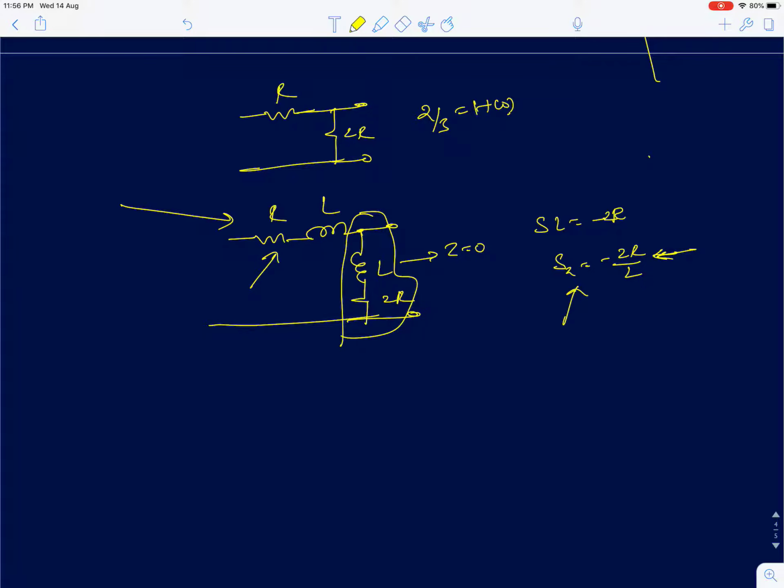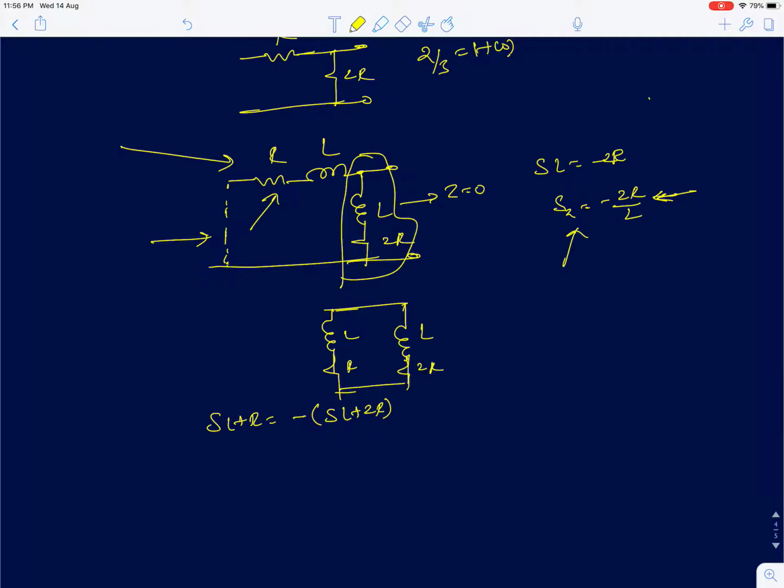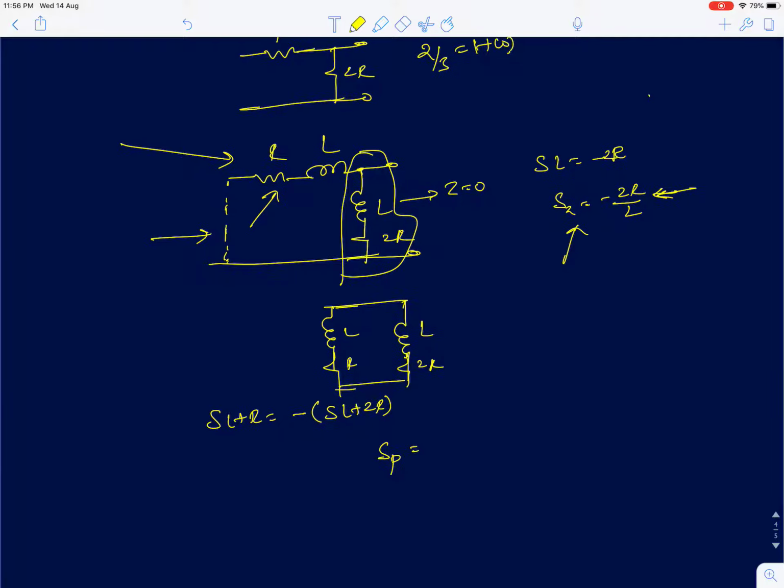Now to find the pole, since we know it's a first order circuit, I can short circuit this input and then find the effective total inductance and find the resistance seen by the total inductance. Or the mathematical definition we discussed in one of the previous lectures is to just equate the two impedances with negative signs. So SL plus R must be equal to minus of SL plus 2R. From this we can very easily show that the pole is going to be minus 3R upon 2L.